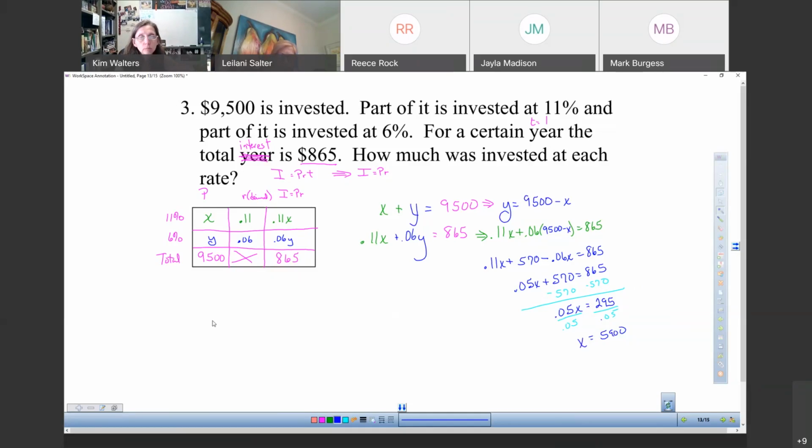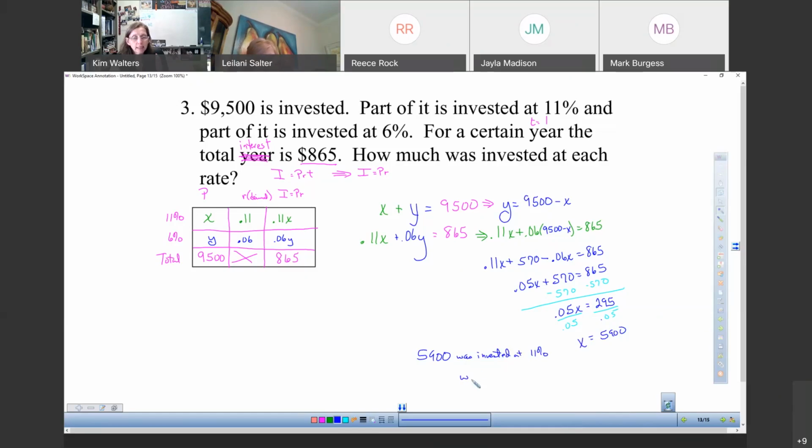The total amount that was invested. At which percent? 11. At 11%, exactly. And I know that because my box, my X is in my 11% row, okay? So 5,900 was invested at 11%.